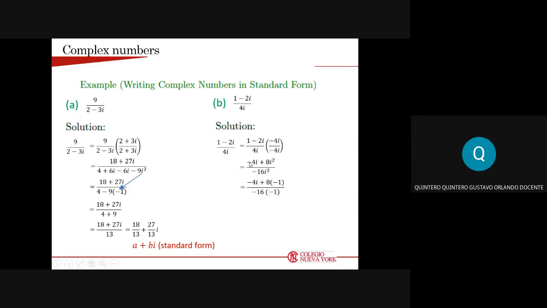So we have negative 4i plus 8 times negative 1. And down, we have negative 16 times negative 1, which we can solve, of course. Negative 4i plus and minus will be negative, right? Plus and negative, so negative 8. And over 16. Yes, Richie, you got it correct, brother.